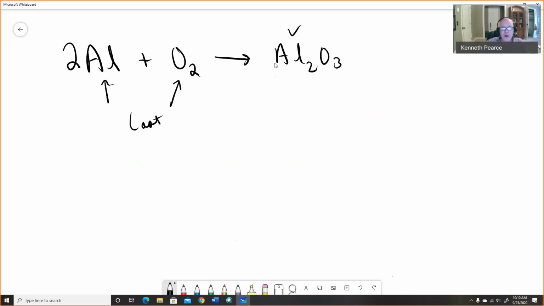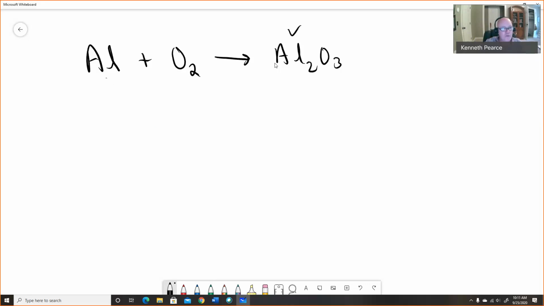Now we need to balance the oxygens, and I see we have 2 on the left, 3 on the right, and once again we're in an even-odd situation. We have an even number of oxygens on the left-hand side. We have an odd number of oxygens on the right-hand side with 3 oxygens in the Al2O3 aluminum oxide. And so we're going to do the same thing we did on the last problem. We're going to multiply everybody through except the oxygen, because that's what we're trying to balance. And we're going to multiply everybody through by 2.